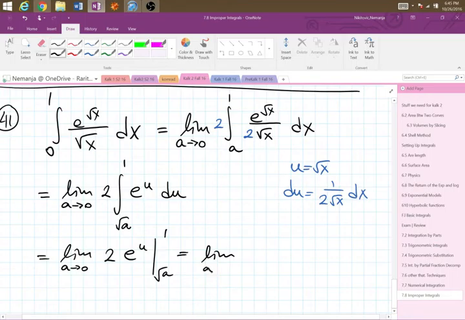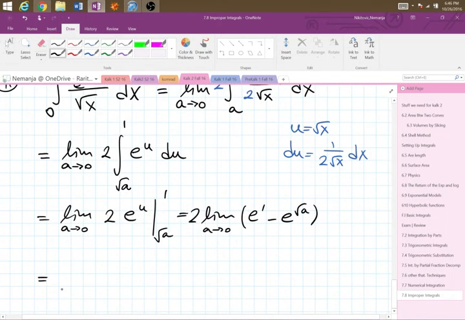You can kick the 2 outside, in front of the limit, it's okay. And you have e to the 1 minus e to the square root of a. So now we have 2 times the limit. As this one goes to 0, the limit is 0. So 2 times e, which is just 2e.